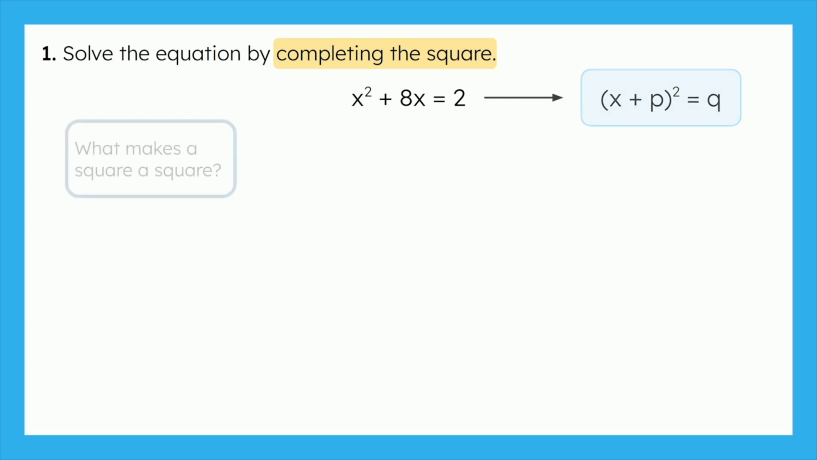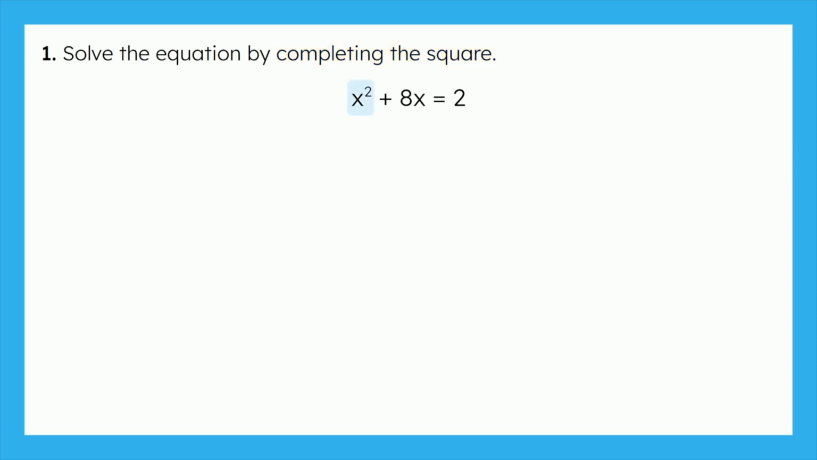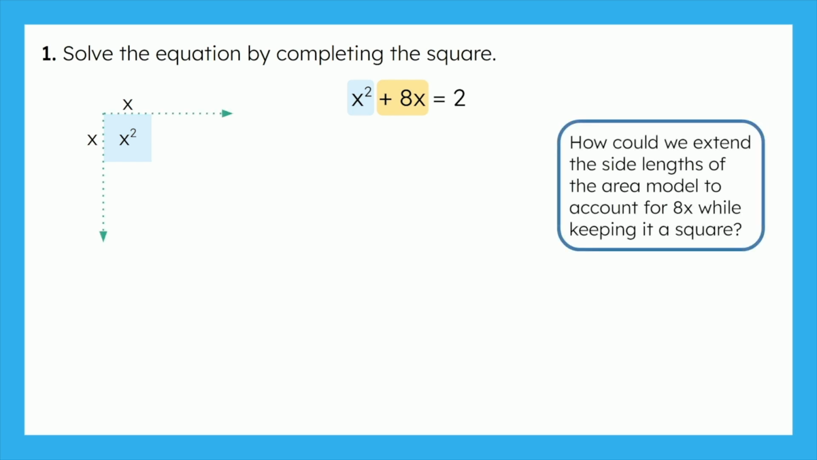Well, what makes a square a square? Right, all of the side lengths are equal. Well, x squared is already a square with side lengths of x, and we can use an area model to represent that. But what about the 8x? How could we extend the side lengths to account for 8x while keeping a square? Pause while you think about this and record your ideas in your guided notes.